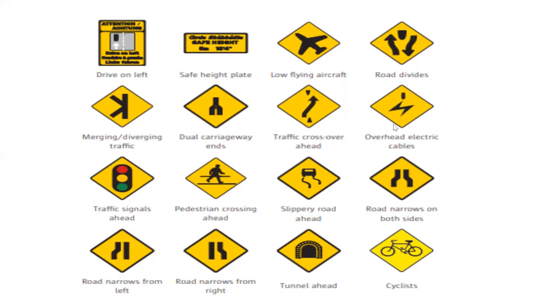Electrocution sign, overhead electric cables. This one sounds simple enough. Every time you're driving to a set of traffic lights, you will see one of these before you get to the lights. Try to look out for these. They're telling you that there are lights ahead. Be prepared to stop, basically.